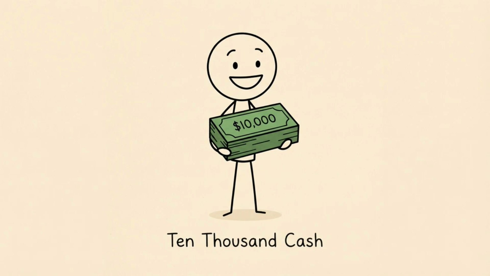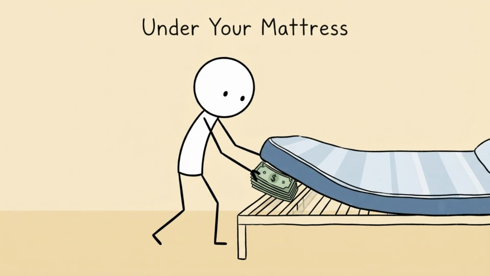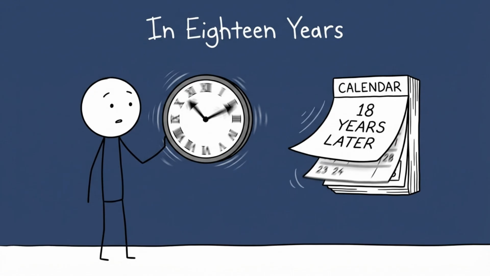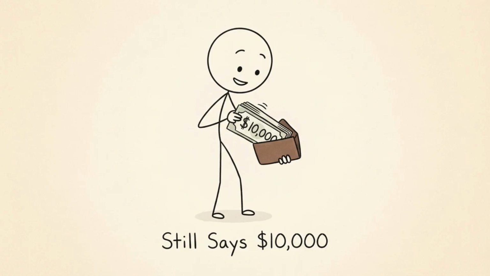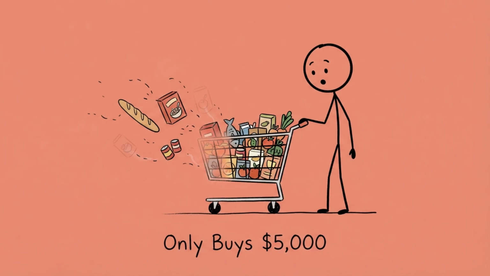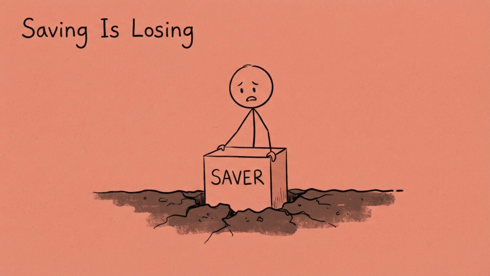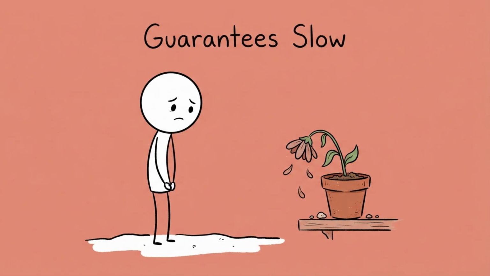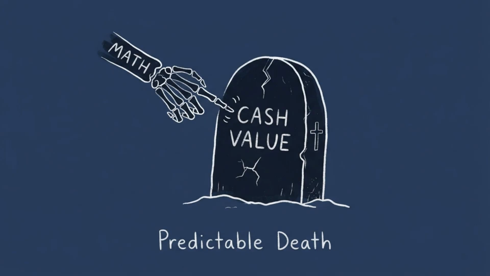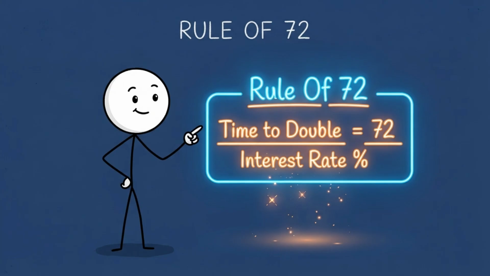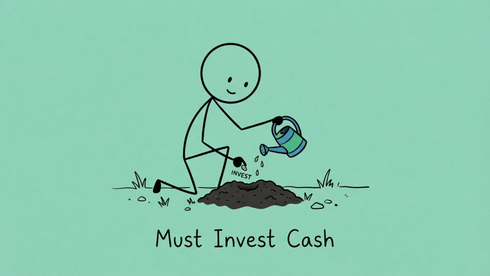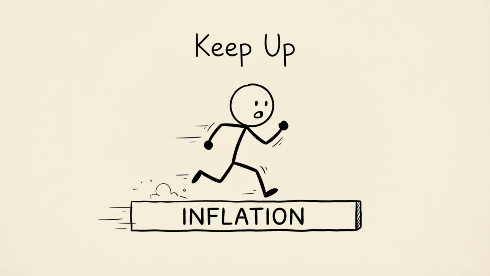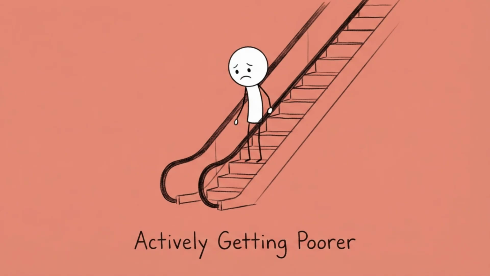If you have $10,000 sitting under your mattress as your safe emergency fund, in 18 years, that $10,000 will still say $10,000 on the bill, but it will only buy you $5,000 worth of actual stuff. This is why purely saving is actually losing. You're not keeping your money safe, you're guaranteeing its slow, mathematically predictable death. The Rule of 72 proves that you must invest your cash at least to keep up with inflation. Otherwise, you are actively getting poorer.